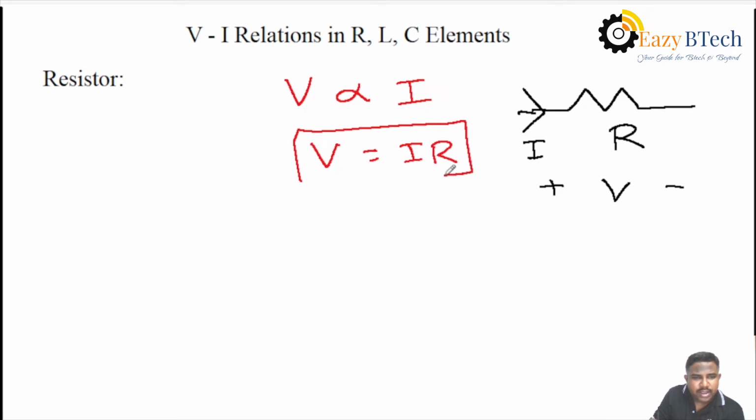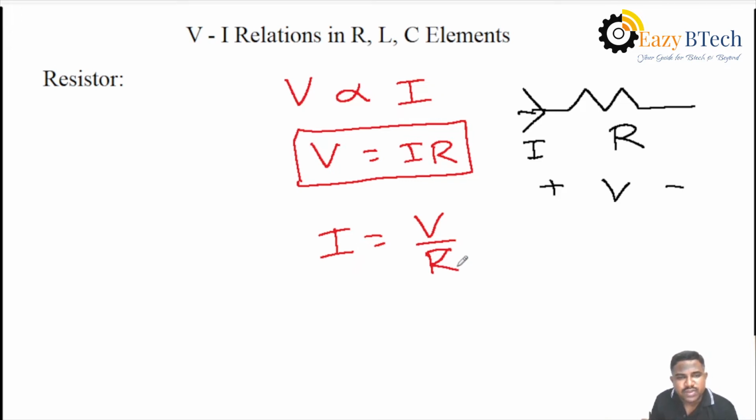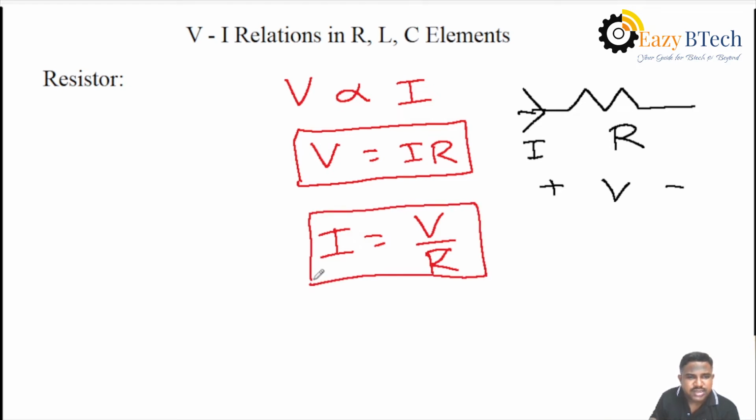When a current I is passing through resistance, the voltage drop across the element R is V equal to I into R. This is the voltage equation of the resistance. From that, if we know the value of the voltage, then you can find out the current passing through the resistance. That is I equal to V by R. These are the voltage and current relations in resistance R.